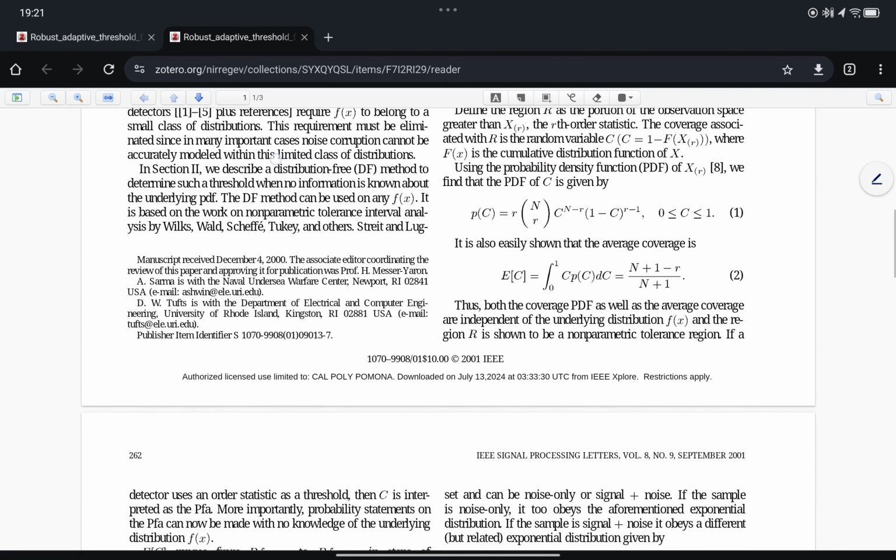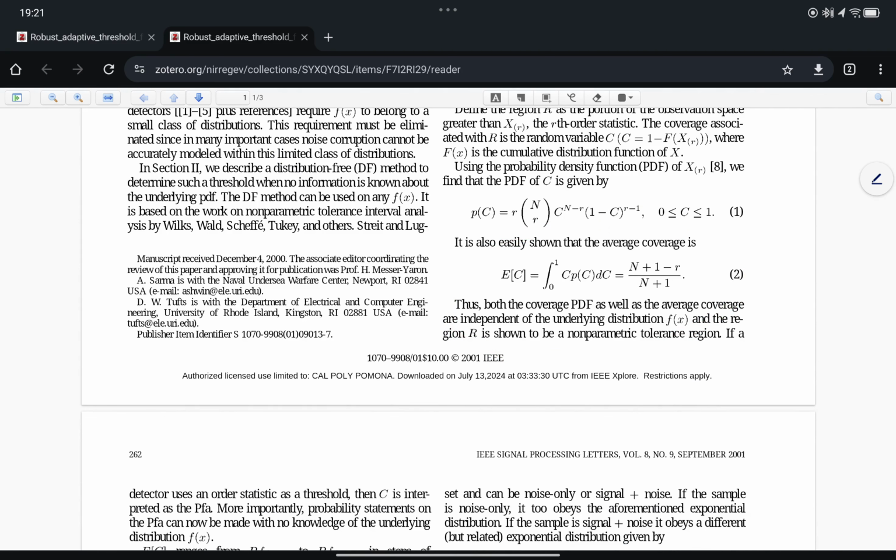Now we can calculate the expected value of this random variable C, or the expected value of the PFA that we will get. As you can see, it depends on the number of bins or measurements, and this lowercase r, which is the order statistic. So if we set the threshold at, let's say, 30%, this r will be the 30th percentile, or the index that corresponds to 30%.